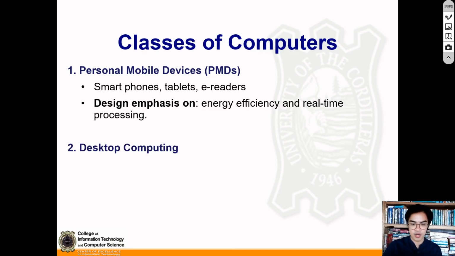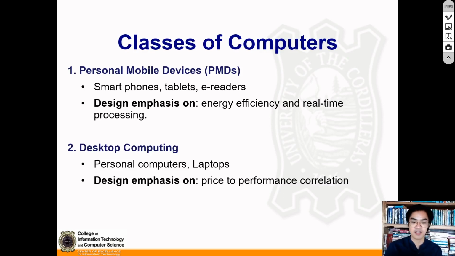Of course, we have desktop computing, your personal computers and your laptops. The design emphasis is on price to performance correlation, because these are your most used consumer products, your desktops and your laptops. So when manufacturers design these types of computers, they put emphasis on the correlation between your price and your performance, which is why when you're buying your computers, you try to look at the specs as compared to the price.